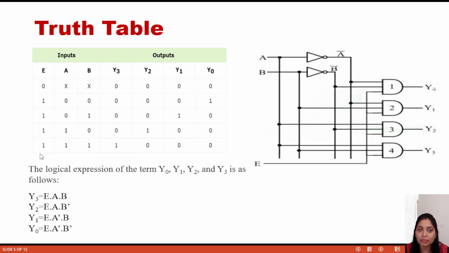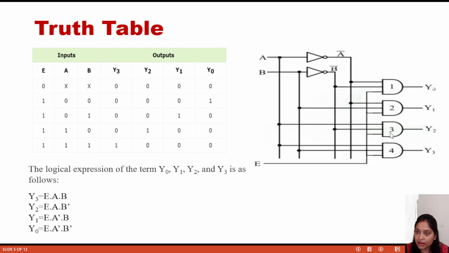I will take another combination, 1-1. If there is a 1-1, we have seen that output y3 delivers the proper output. How? I am starting from the last AND gate. A and B are both 1-1, directly connected to A and directly connected to B. So in the input of the fourth AND gate all are 1, so the output is 1.